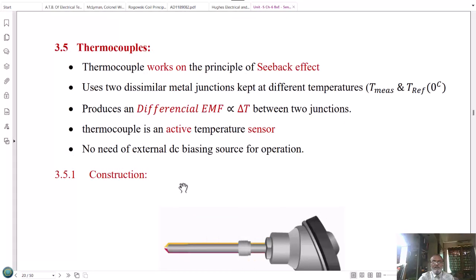The another sensor which can be used for temperature measurement is called thermocouple. Today we will stop here, friends. We will see the thermocouple sensors in the next lecture.